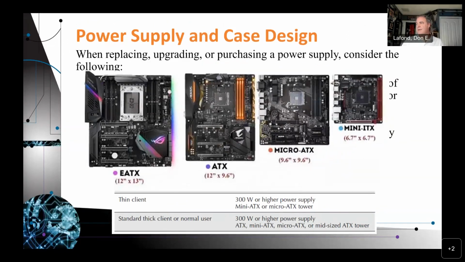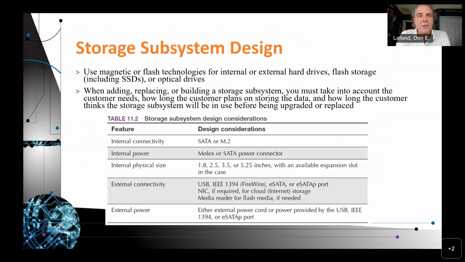All right. So, and then there's the video, the motherboards. All right. So storage, we're talking about SSDs or hard drives. Use magnetic or flash technologies for internal or external hard drives. Flash storage, including SSDs and M2 drives now in today's world, or optical drives. When adding, replacing, or building a storage subsystem, you must take into account the customer needs, how long the customer plans on storing the data, and how long the customer thinks the storage system will be in use before being upgraded or replaced.